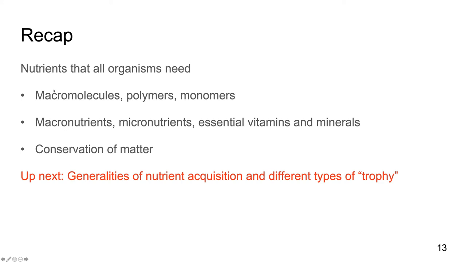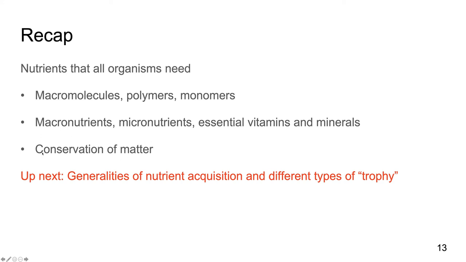Okay, so just as a quick recap, we talked about the nutrients that all organisms need. We broke them up into these different groups of macromolecules that are types of polymers that are composed of monomers. We talked about macronutrients versus micronutrients. And another word for micronutrients can be essential vitamins and minerals. And lastly, we talked about this idea of conservation of matter. This is an important concept.